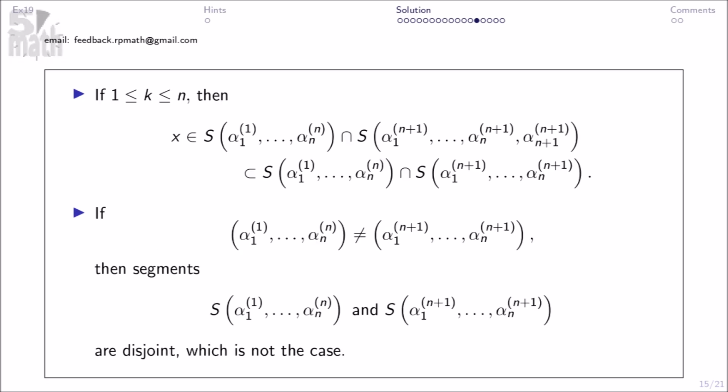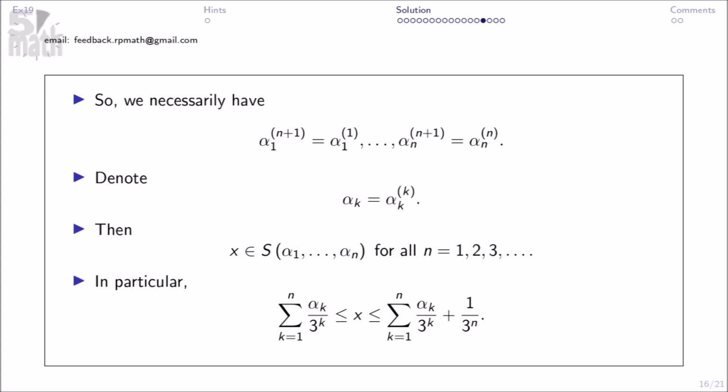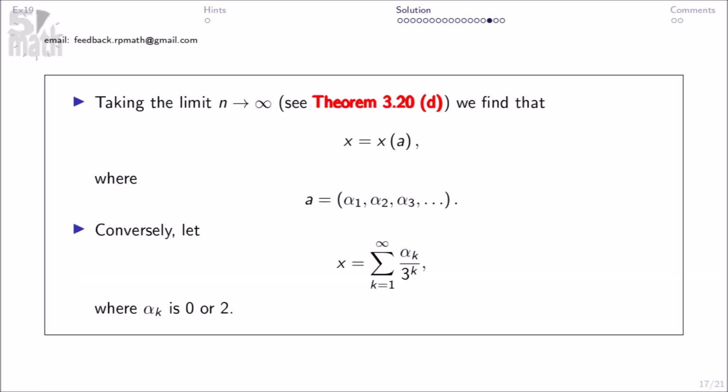If 1 less than or equal to k less than or equal to n, then this. If this, then segments here and there are disjoint, which is not the case. So we necessarily have this. Denote the following. Then we have this for all n equals 1, 2, 3, and so on. In particular, this. Taking the limit n to infinity, see theorem 320d, we find that this, where a equals this.